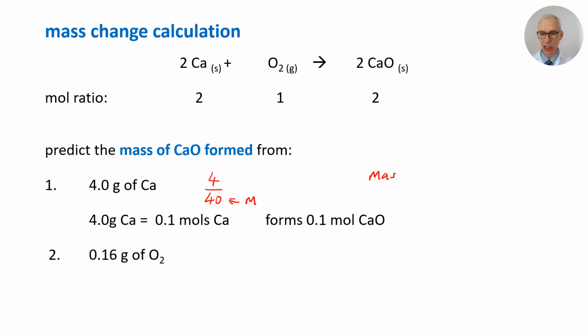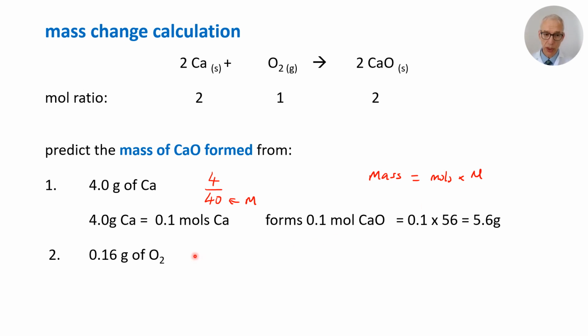So the mass will simply be the number of moles times the molar mass, the mass of 1 mole, which is 0.1, that's the number of moles, times 56. Calcium is 40, oxygen is 16. Comes to 5.6 grams. So 3-step process: turn the mass into number of moles, transfer the number of moles using the reacting mole ratio in the equation, and then convert the number of moles back into a mass by multiplying by the molar mass, or the mass of 1 mole.